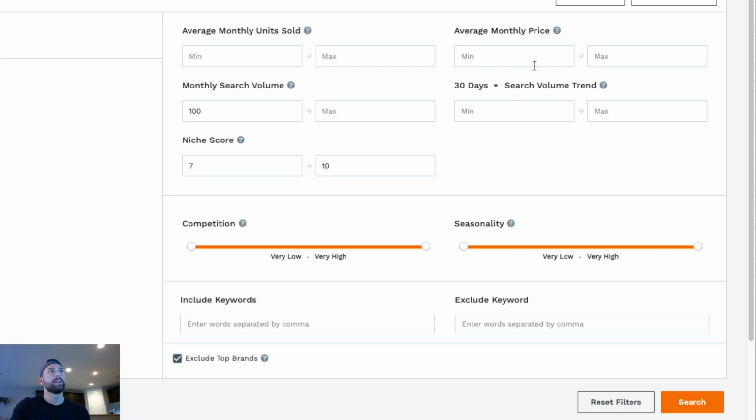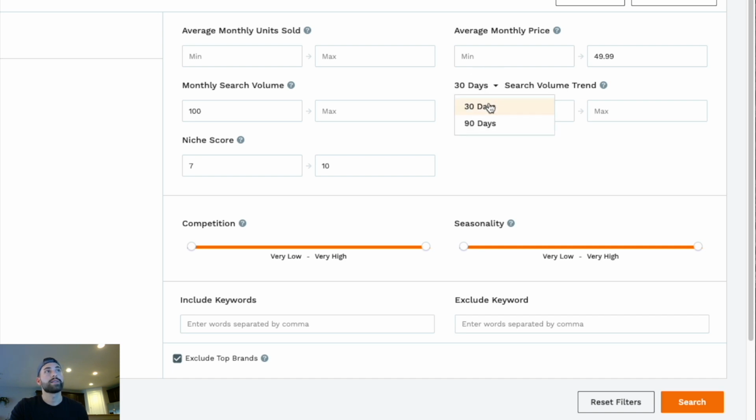Average monthly price. Now, I don't necessarily have a minimum price that I'm willing or not willing to sell at, so I will go to the max. There is a max price that I typically don't go beyond, and that's about $49.99. Anything after that price, at least what I've discovered, is typically a very heavyweight product, or it's typically an electronic. And those are two things that I tend to stay away from. The last thing here is your 30-day and your 90-day search volume trend.